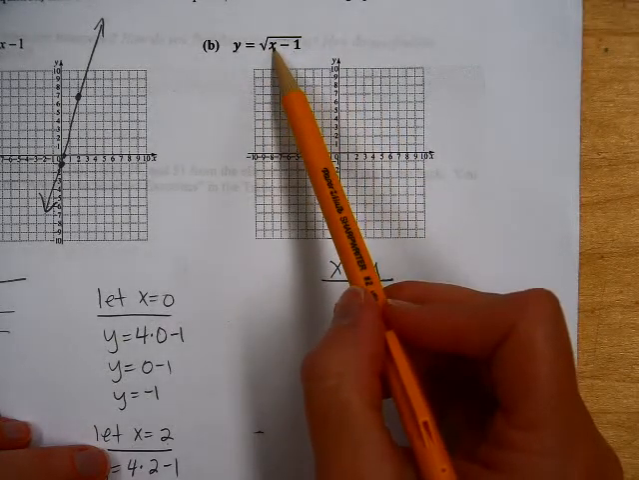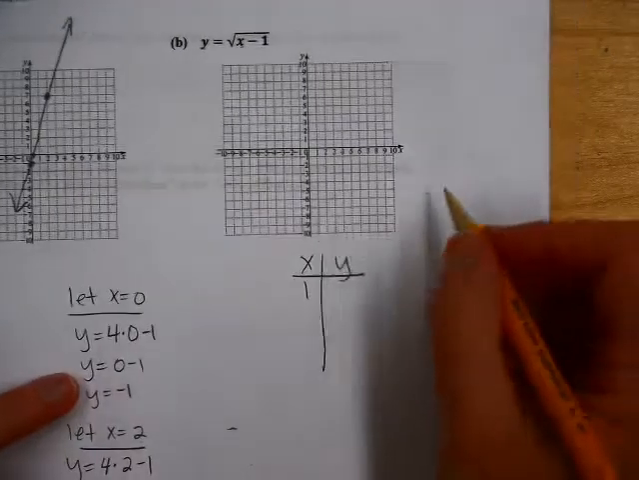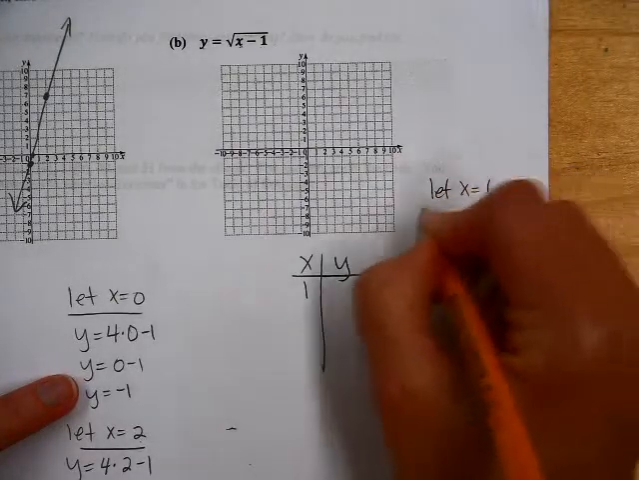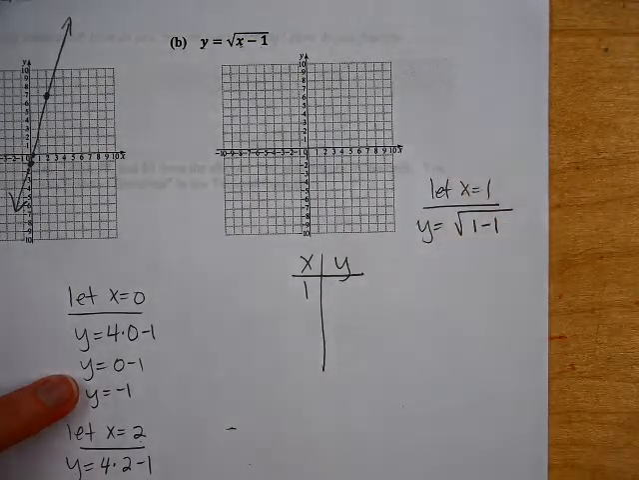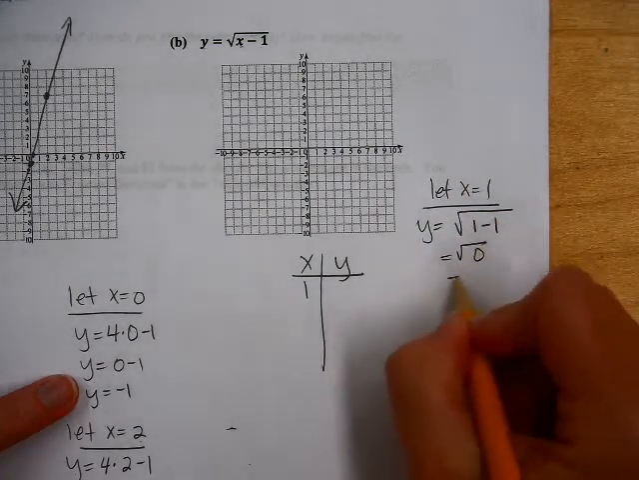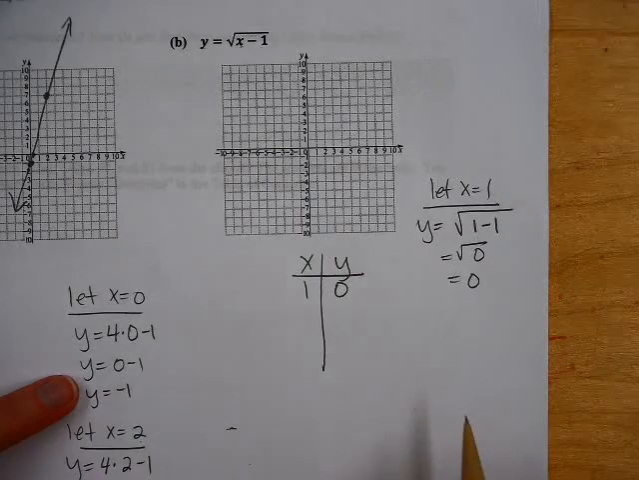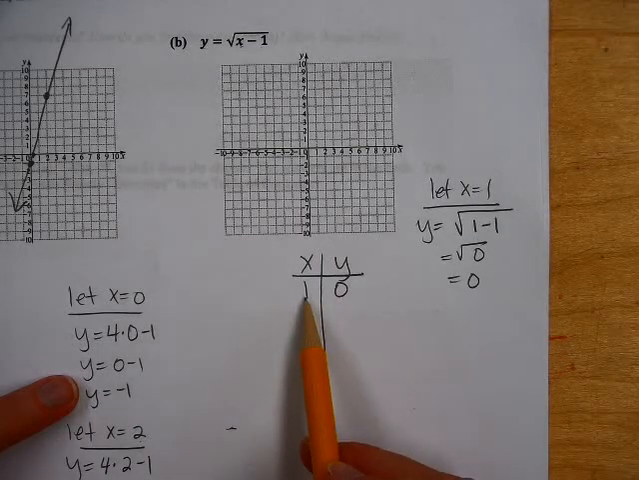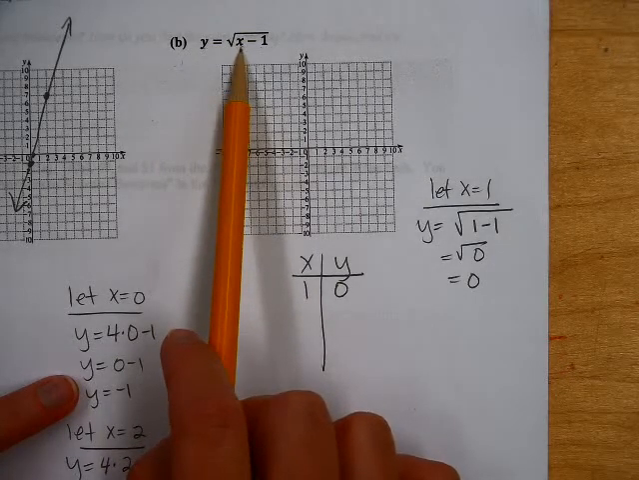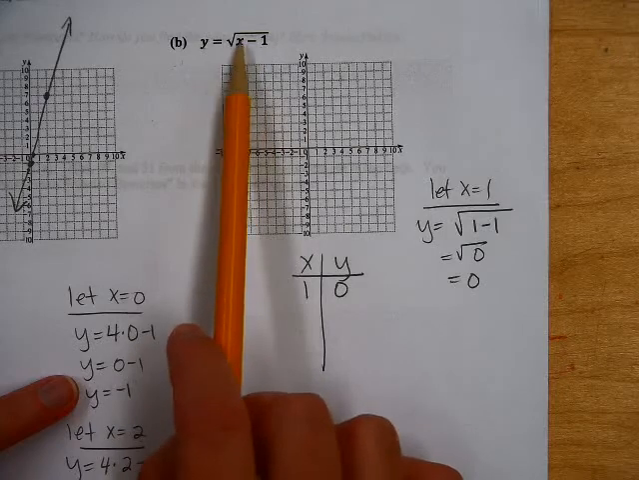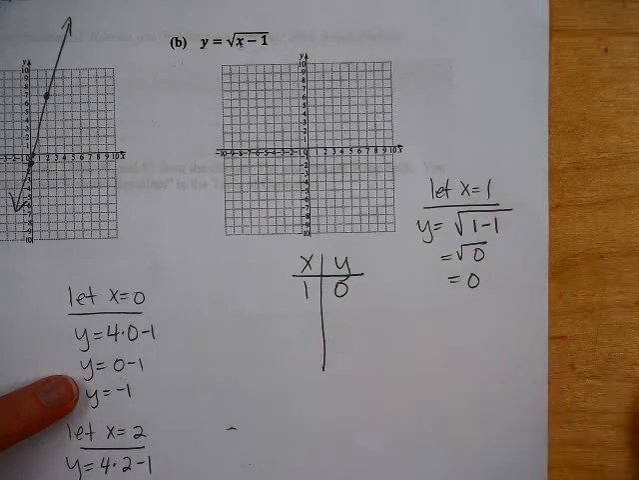Well, what's the next number? If I let x be 1, let's see what that gives us. I'm going to get y equals the square root of 1 minus 1. Well, that gives me the square root of 0, which is just 0. So when x is 1, y is 0. Y is 0, that tells me this is the x-intercept. You can see that 1 is the smallest number that I will be able to use. Anything less than 1, I'm going to get a negative. So when I plug in numbers, I need to plug in anything greater than 1.